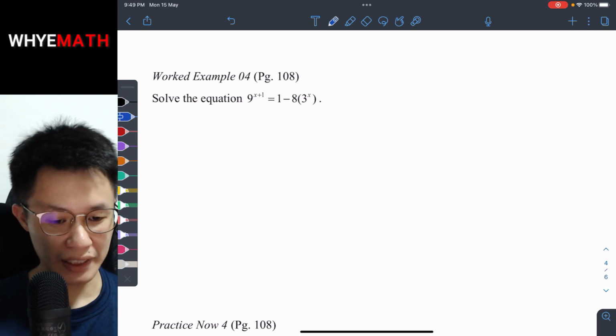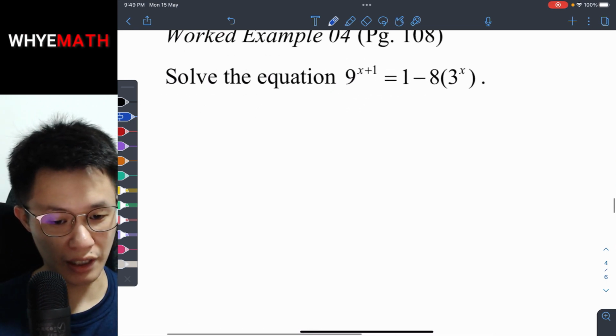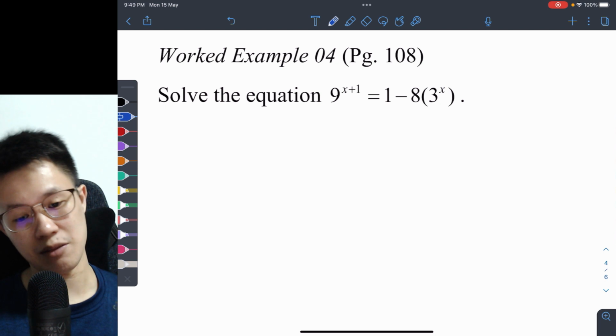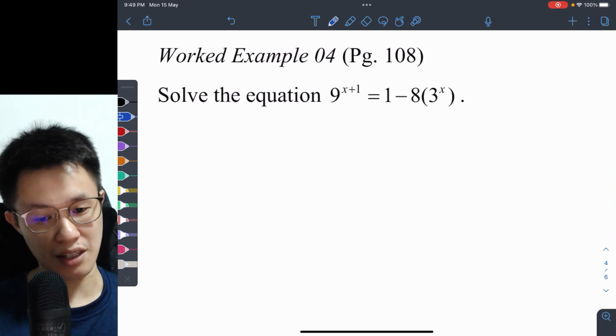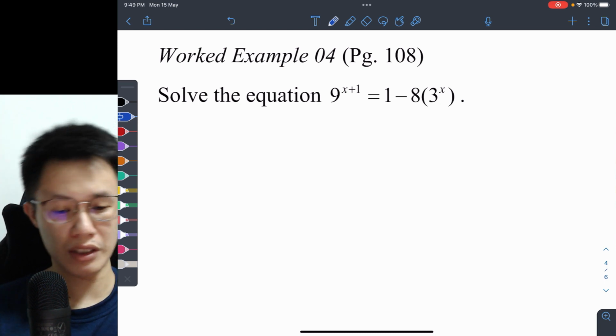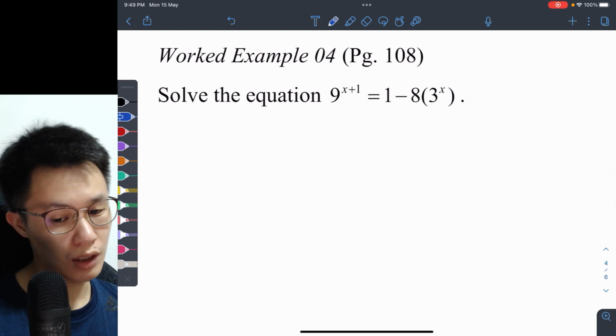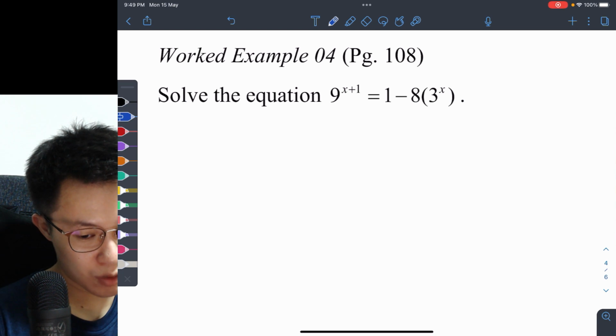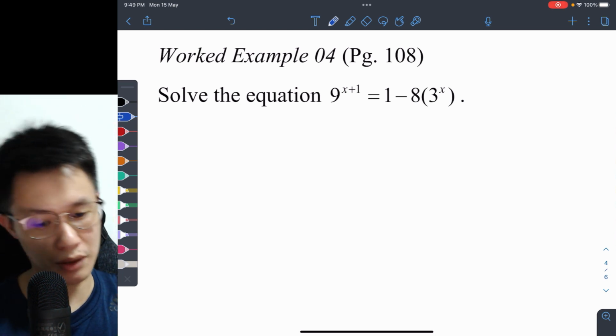Another more complicated equation over here. So we have 9 to the power of x plus 1 equals 1 minus 8 times 3 to the power of x. Oh my gosh, this is so complicated, right? But don't worry, we will see what we can do here. To solve this equation, number one, we're going to try to make the base the same.